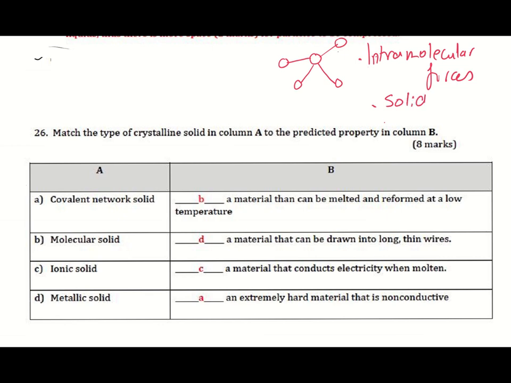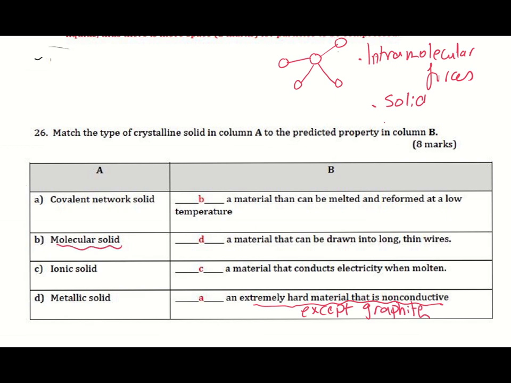So what is the best description for the covalent network solid? It is an extremely hard material and non-conductive. Except graphite, I can say here. Only graphite is a good conductor of electricity.